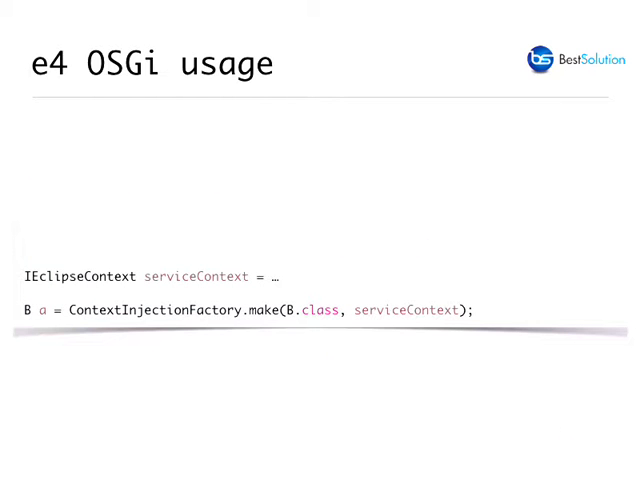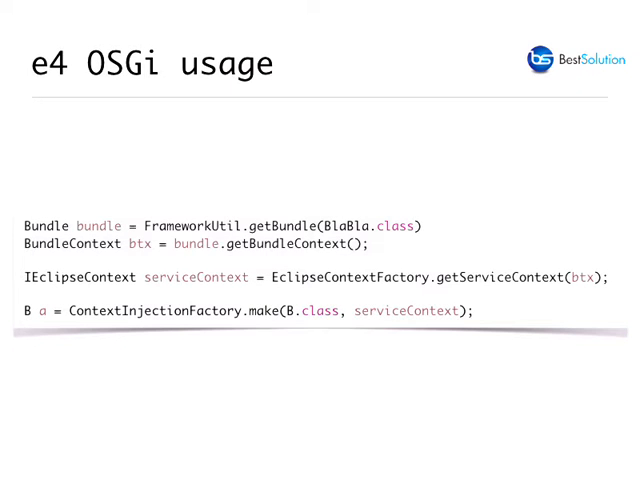But the problem is how we are setting up the dependency injection container. We create an instance using the context injection factory make. That's still fine, but the problem is how to get access to the service context. And now you see that you have to have a compile time dependency on OSGi to create an instance using our dependency injection framework, for no good reason in the end. So you will see in my final slides.